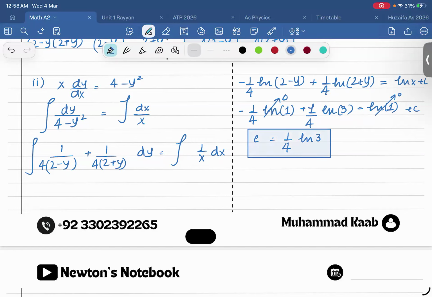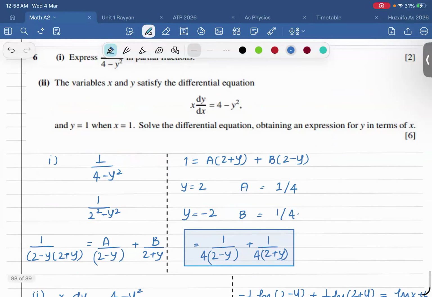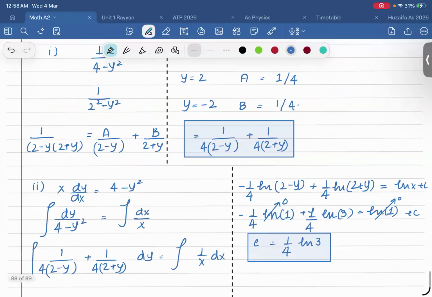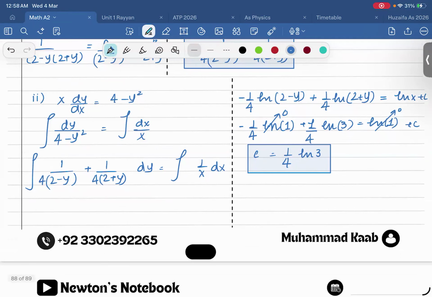Now rearrange the equation. Actually, they're saying obtain an expression for y in terms of x. So you have to make y the subject. Let's try to make y the subject. That's the difficult part.